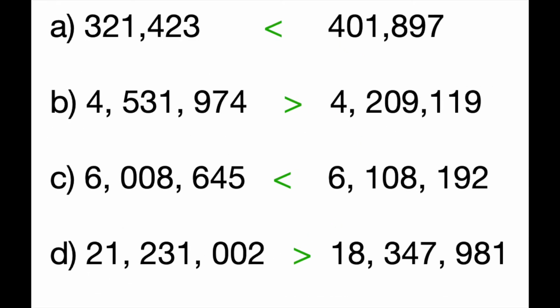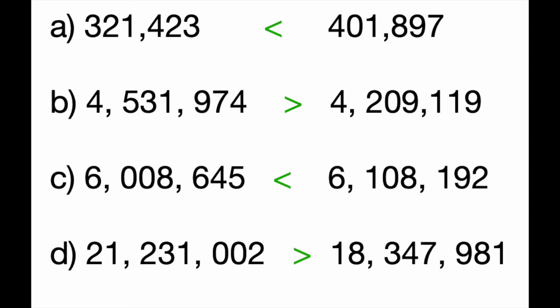Okay, so for the first one, 401,897 is greater than 321,423. This is because it's got one more 100,000. The next one, 4,531,974 is the greater number. Now this time, both numbers had a value of 4 million, which is the greatest value. So we had to look to the next column, which was the 100,000s, and 500,000 is more than 200,000.